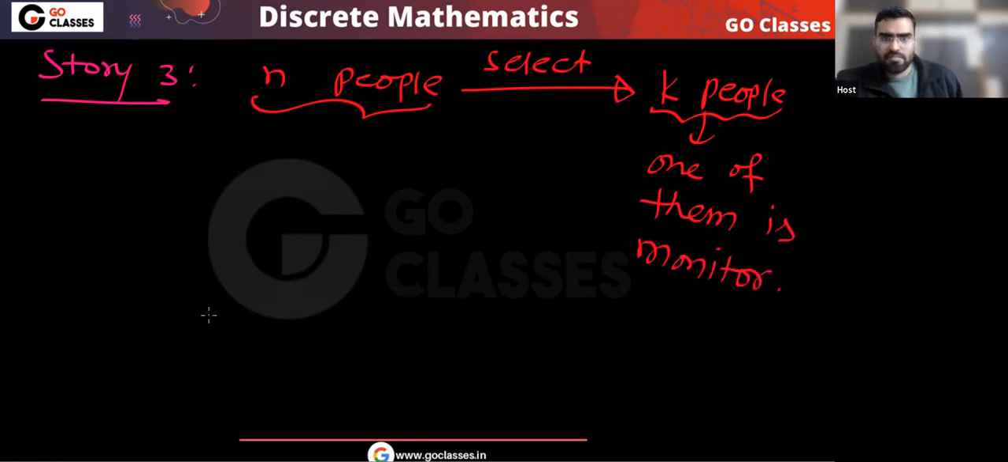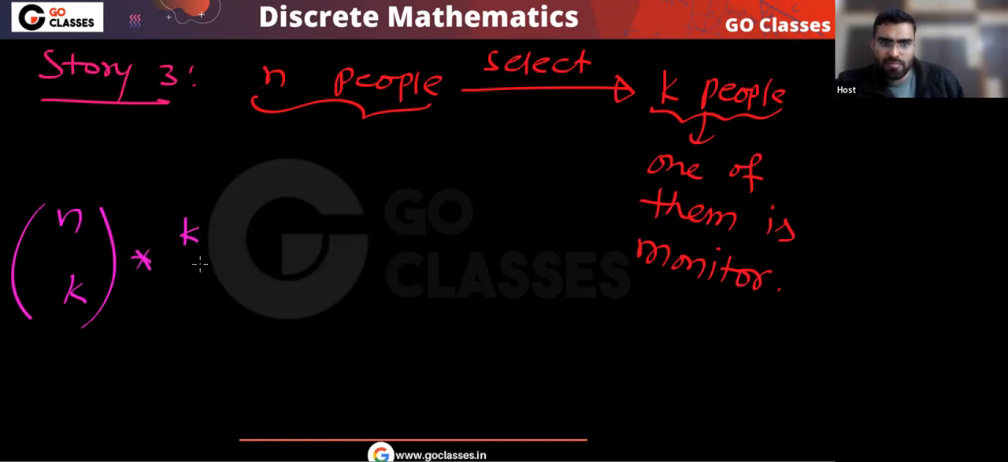If I want to do this, how many ways are there? You can notice there are total n people. I want to select k people, and one of them I want to make monitor. So how many ways are there? From n people you can select k people, and then from these k people you select one person as monitor. Yes or no?